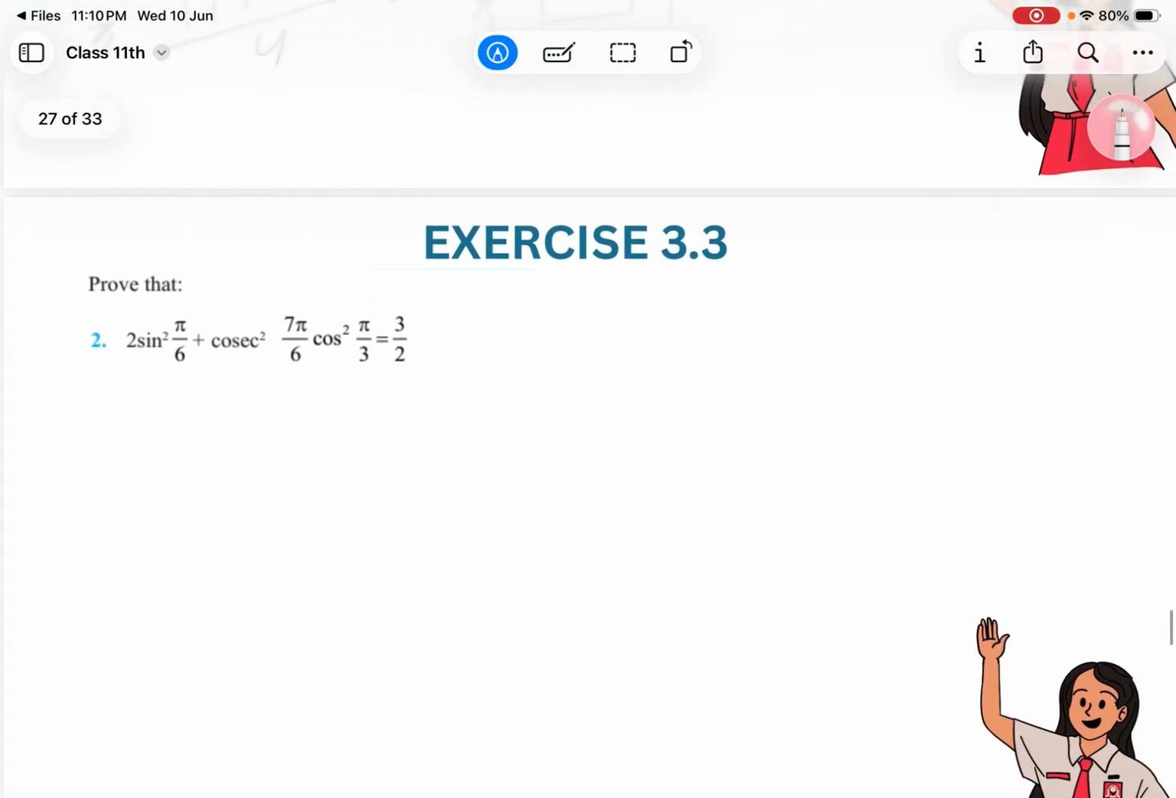Now we have other questions like this, and there is only one trick. You will find something that is not easy to convert into degrees. So I will just tell you how to solve this kind of question, and after that you can do it on your own. So let's see.